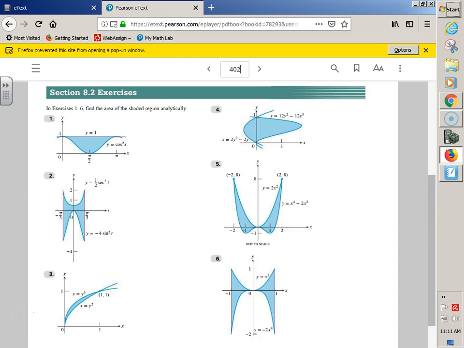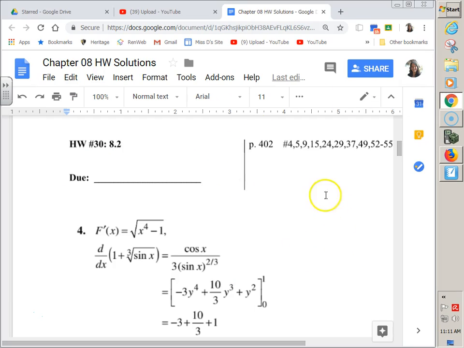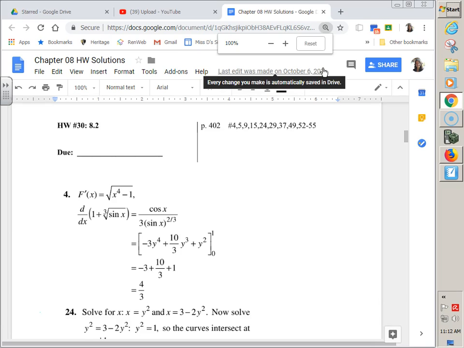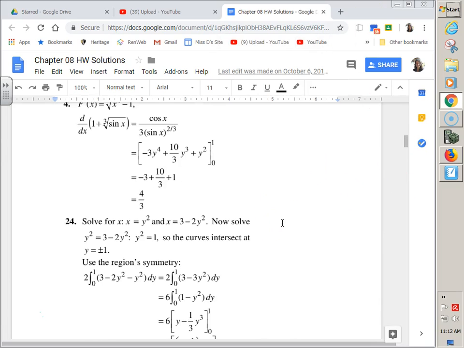Section 8.2. Oh, look at all the pretty pictures. Anyway, coming back. Number 4. Oh, that's way too zoomed in. Hold on. Wait, the screen is frozen. Why is this so zoomed in? Oh, it must be this kind of zoom. There we go. All right, number 4, final answer, 4/3.